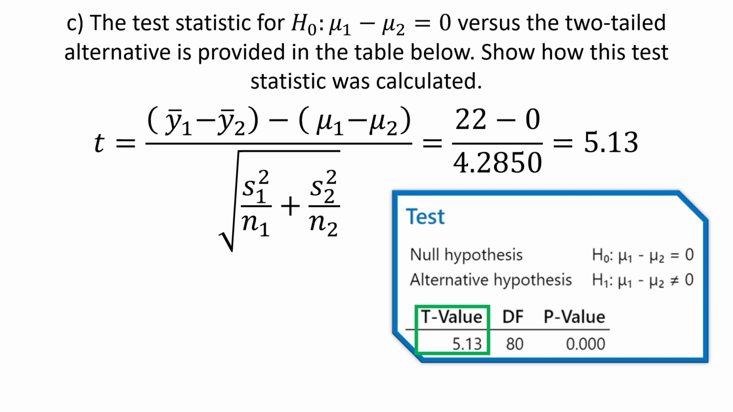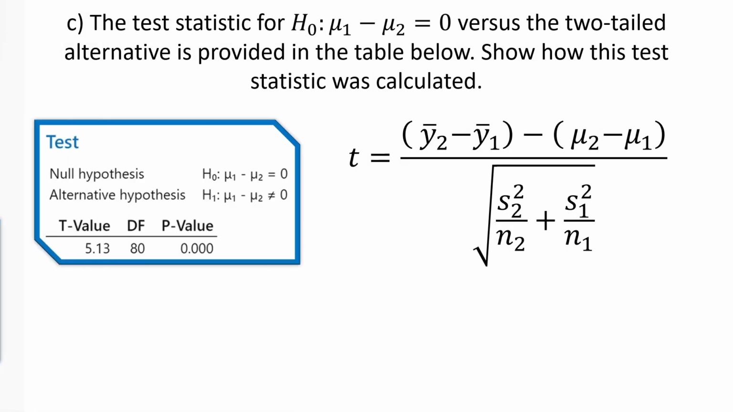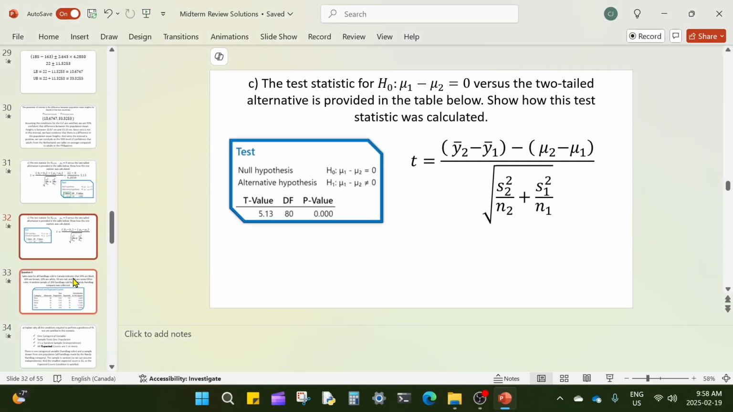Anyway, let me just continue. Let's see, what's the last part? The test statistic for the null hypothesis versus the two-tailed alternative is provided. Show how this was calculated. Did I accidentally have this slide here twice? Yeah, I did. I need to take that one out.